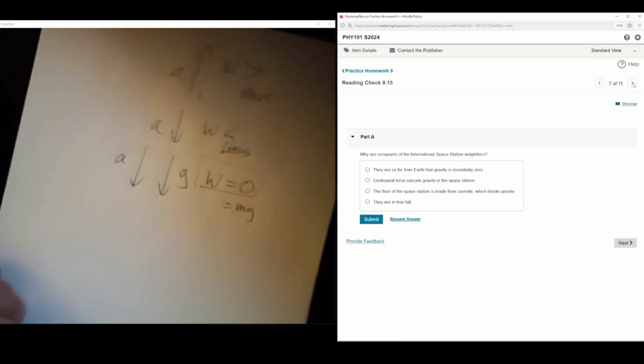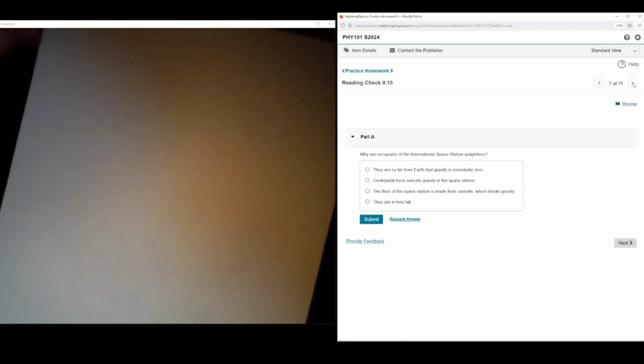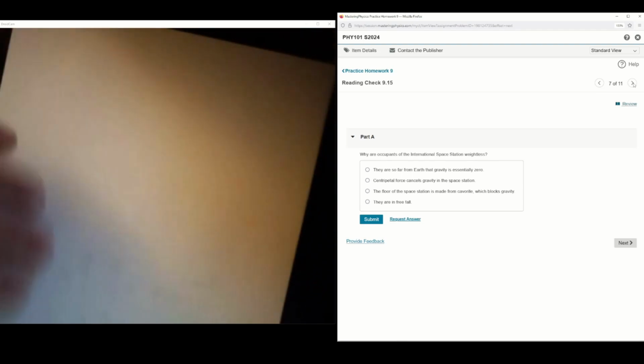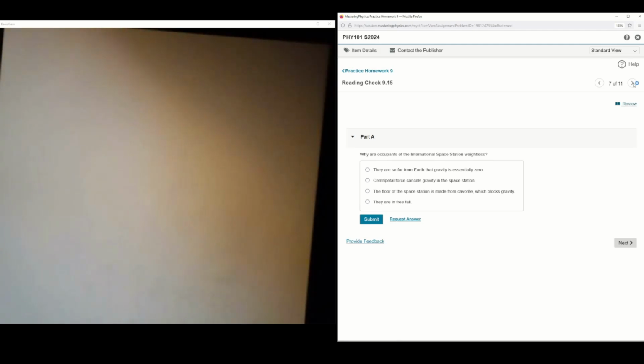Why are occupants of the International Space Station weightless? All right. Well, if a physics person asked me this question, I'd say, well, they aren't weightless. Their weight is the force of gravity. So again, weightlessness is something that is more of an illusion. You still have weight.